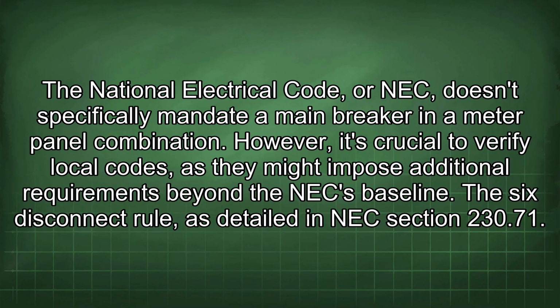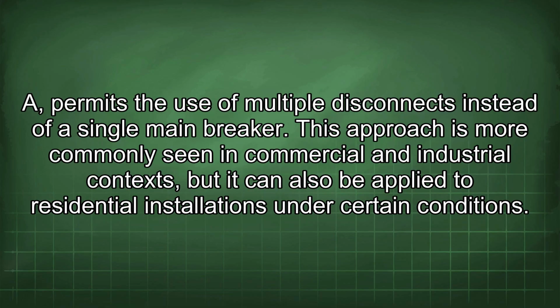The National Electrical Code, or NEC, doesn't specifically mandate a main breaker in a meter panel combination. However, it's crucial to verify local codes, as they might impose additional requirements beyond the NEC baseline. The 6 disconnect rule, as detailed in NEC section 230.71.A, permits the use of multiple disconnects instead of a single main breaker.